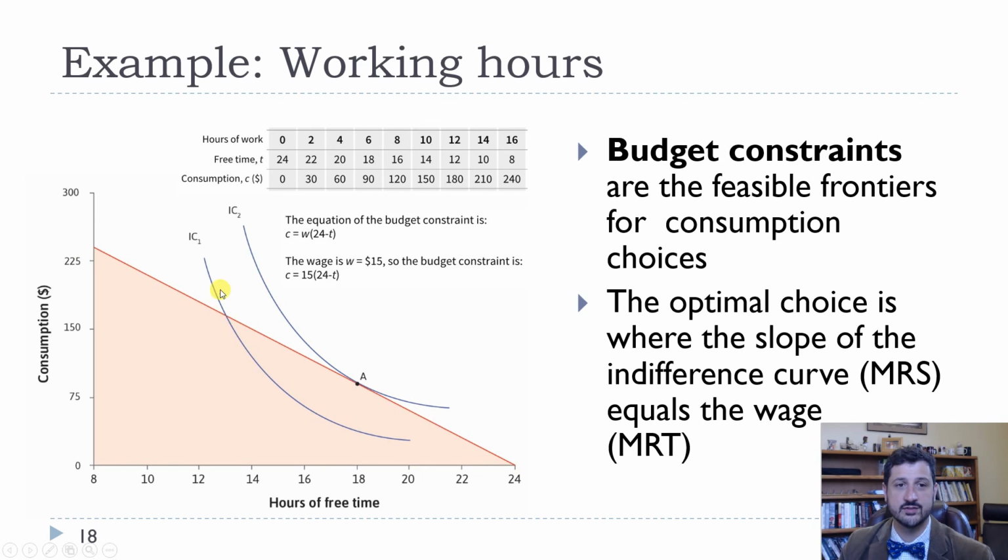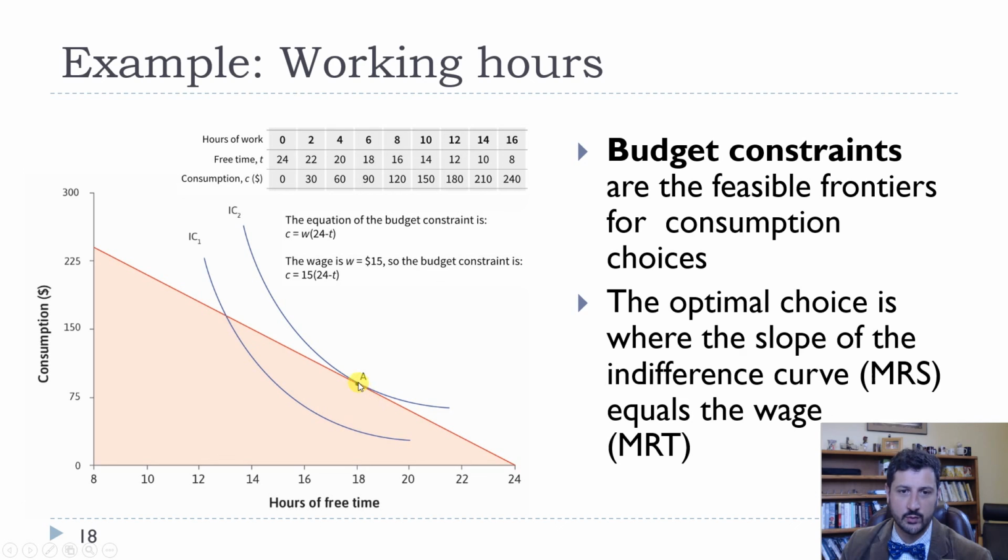Now, the indifference curves tell us how much we're willing to trade off an hour of free time for however much consumption. Here we have two indifference curves drawn in, indifference curve 1 and indifference curve 2. Obviously, we're looking for the indifference curve that is just tangent to the budget constraint. The budget constraint is always going to have the same slope, in this case 15, because that's the wage that you get. Every extra hour of work, you get $15 of income or consumption.